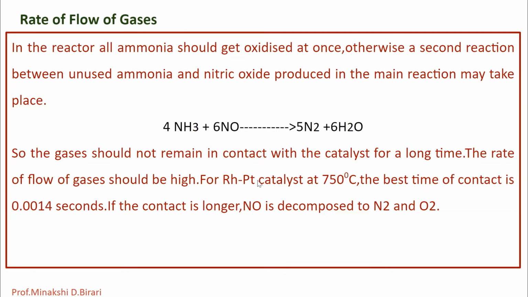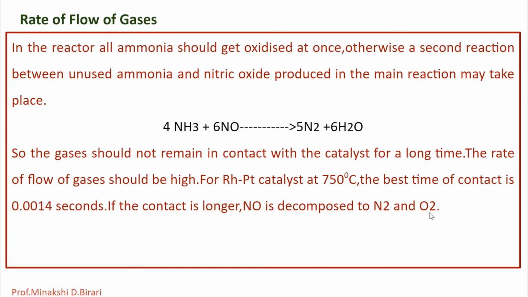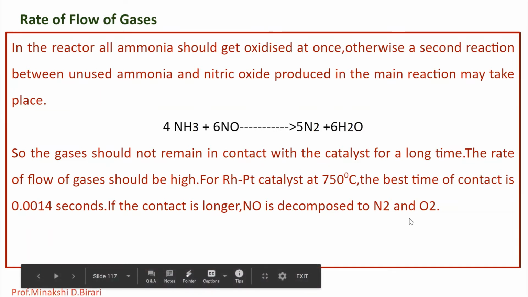For rhodium platinum catalyst at 750 degrees Celsius, the best time of contact is 0.0014 seconds. If the contact is longer, NO is decomposed to N2 and O2. The speed of oxidation of NH3 to NO is very fast. The best contact time with reacting gases and catalyst is found to be 0.0014 seconds. On longer contact, nitric oxide decomposes to N2 and O2.